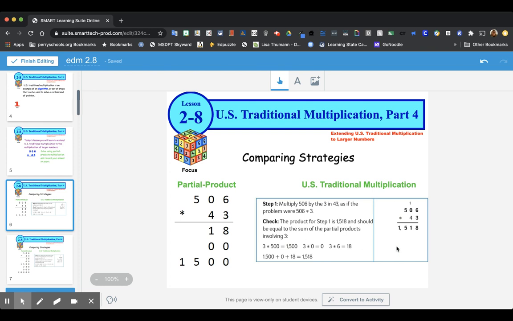And if we look at the U.S. traditional side, this right side of the screen, we're doing the exact same thing, except the difference is we've taken up 3 lines of work for what we did in 1 line with the U.S. traditional.